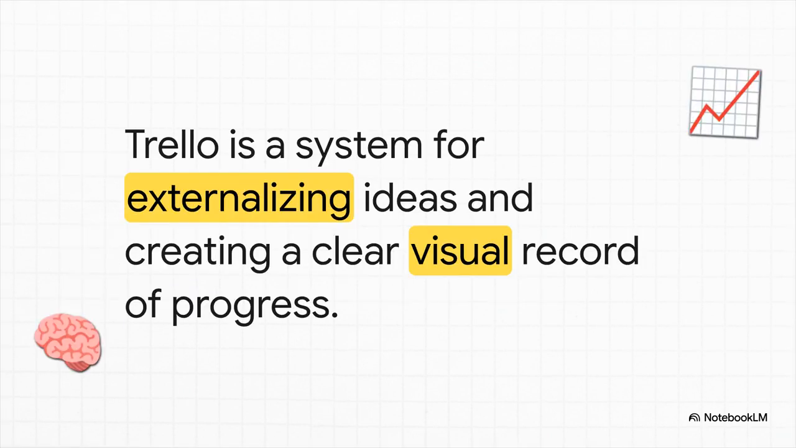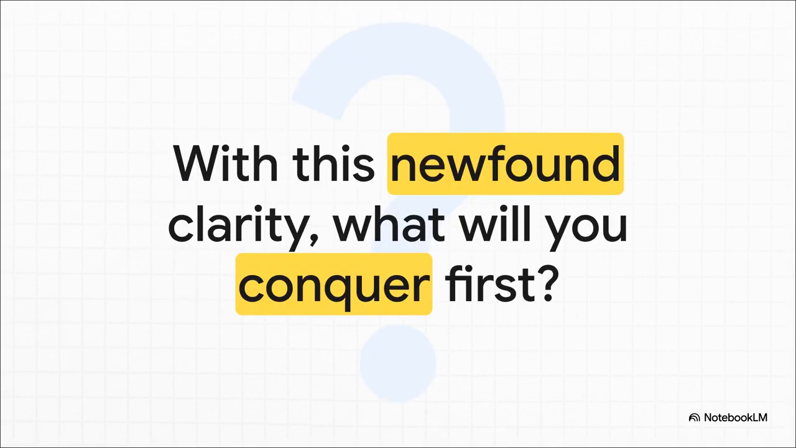So, as we wrap things up here, it's pretty clear that Trello isn't just another to-do list app, right? It's really a different way of thinking about your work. It's about getting all those ideas out of your head and onto a visual board where everyone can see them. You create this shared record of progress that builds real momentum. It really does take you from the chaos of just feeling totally overwhelmed to the clarity of having a clear path forward. So the only real question left is, with all this newfound clarity, what's the first big thing you're going to conquer?